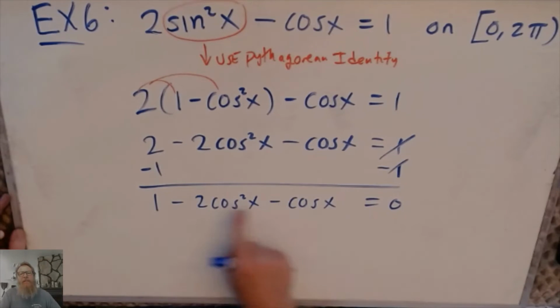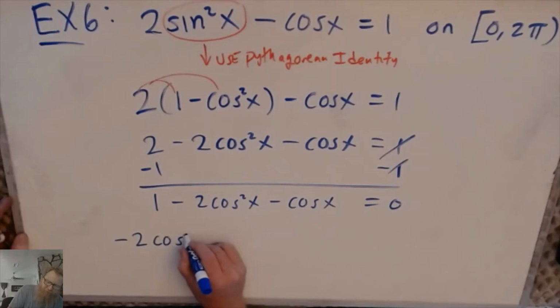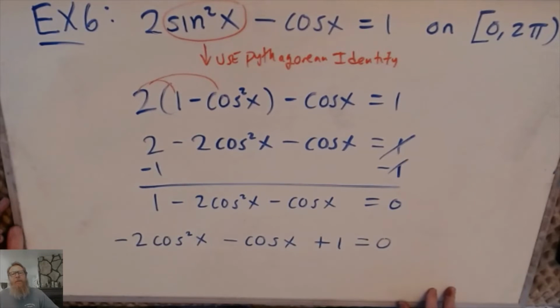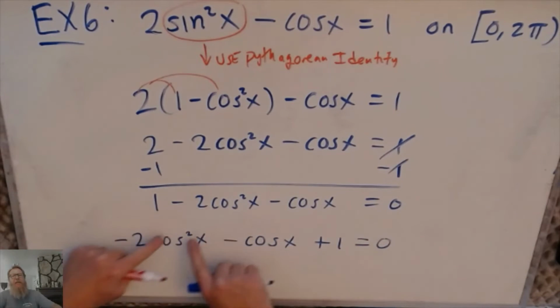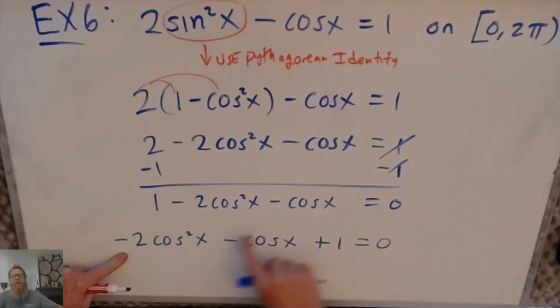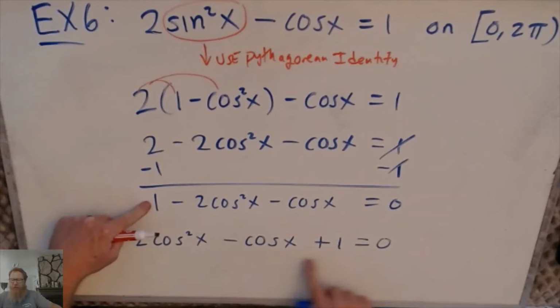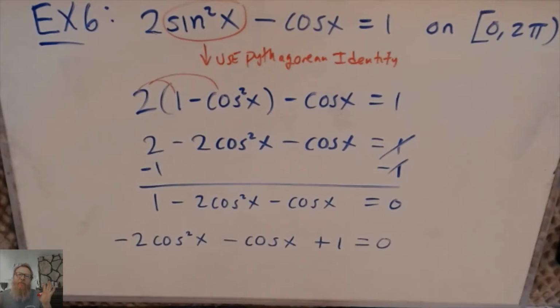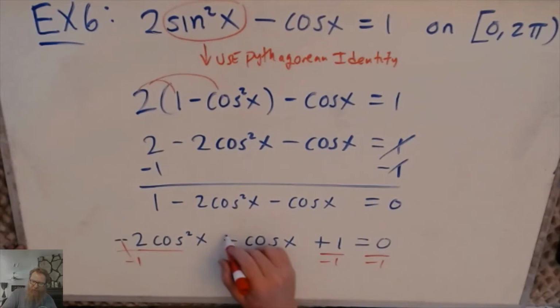You also want to write this in standard polynomial order, or descending order. That way the leading term is negative 2 cosine squared, then you have your middle term, and then your constant term is plus 1. Now you could just go ahead and factor it, but even for very experienced mathematicians, I still would recommend getting rid of the leading negative. Just divide everybody by negative 1, and that should make things a lot easier.